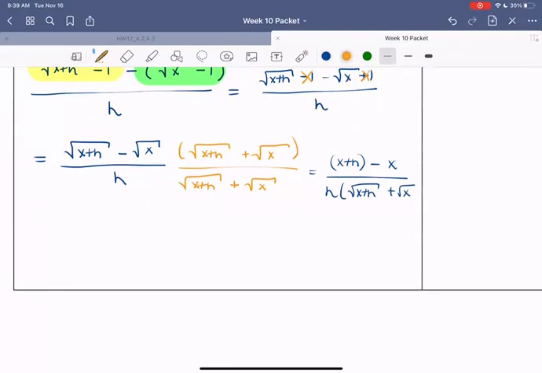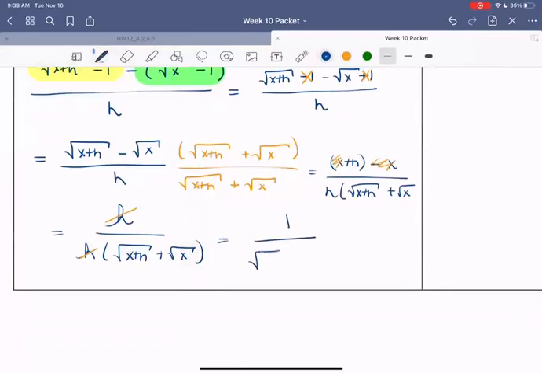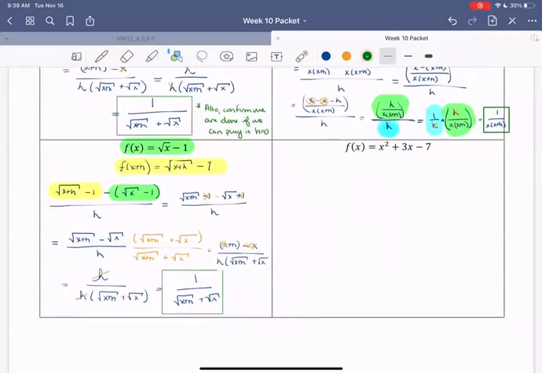So what we see here is that the x and the minus x in the numerator cancel. After doing that, we'll see that the h's in the numerator and denominator cancel as well. But I'll write that out so we just see that step. Here the h cancels with the h in the denominator, and we are left with 1 over root x plus h plus root x. So our final simplified answer is 1 over square root of x plus h plus square root of x. And we see that is the same answer that we got for the previous example.